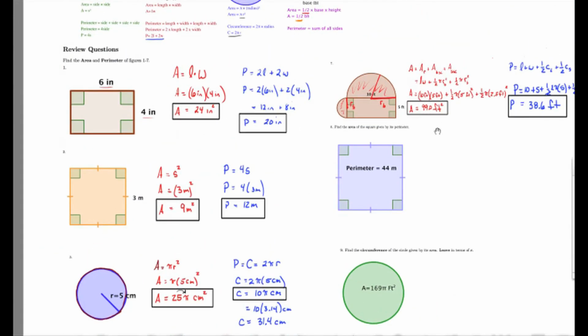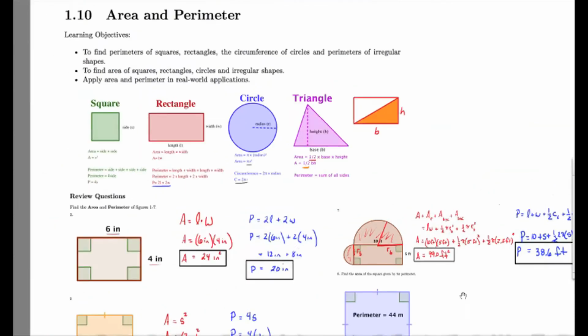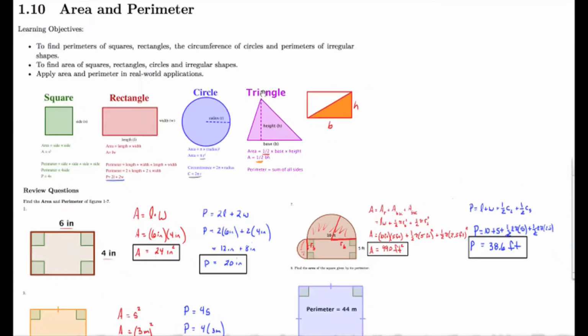Find the area and perimeter. I hope that was useful for you. Part 2 I'll do in a separate video because this is getting really long. So 4 more problems to come, and then part 2.